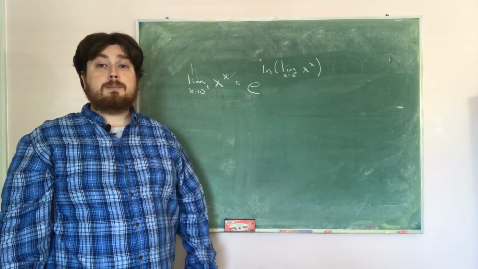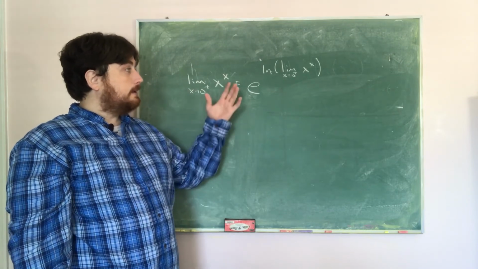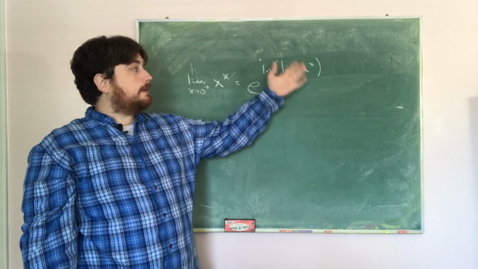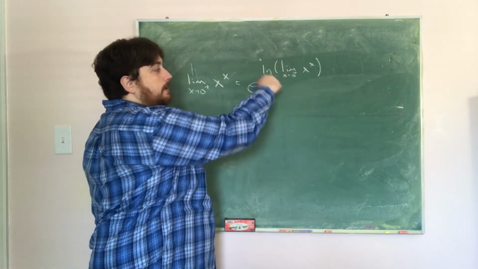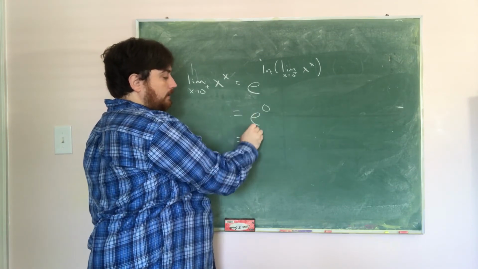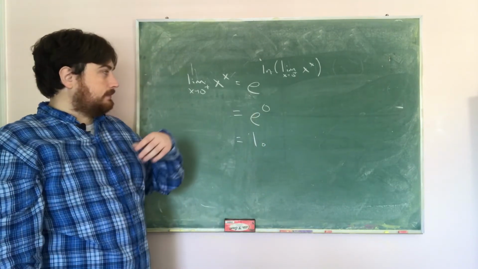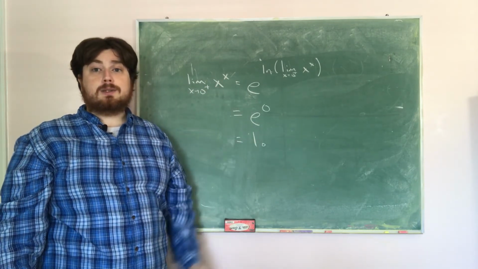Alright, so now if we bring it back to our original limit, we see that the limit as x goes to 0 from the right of x to the x is e to the limit as x goes to 0 from the right of natural log of x to the x. And we found that this top was 0, so we get e to the 0. E to the 0 is just 1. So the limit as x goes to 0 of x to the x is indeed just 1.